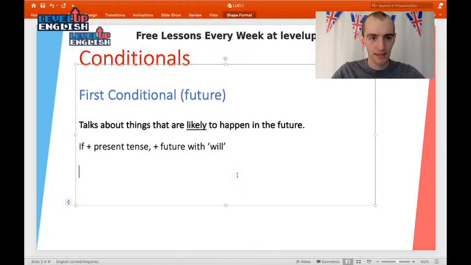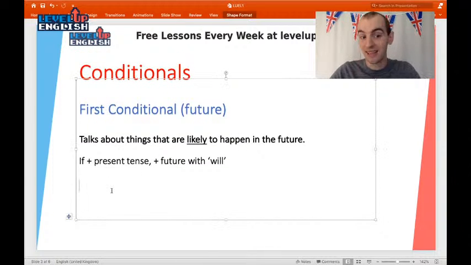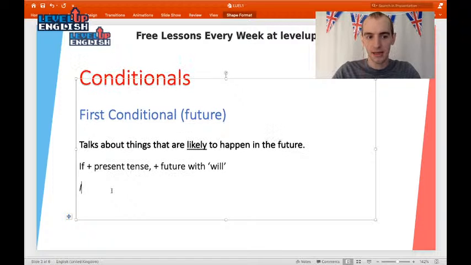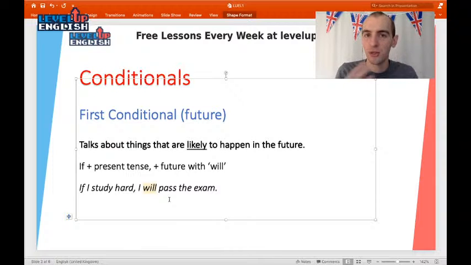So let's look at an example here. I like to think about exams. If I study hard, I will pass the exam. So the structure is just the same as zero. We just added a will. And that will changes it from a general truth to talk about the future. But this means like, I think I'm likely to pass. Or I think I'm likely to study hard. If I study hard, I will pass the exam. I'm quite optimistic about that.